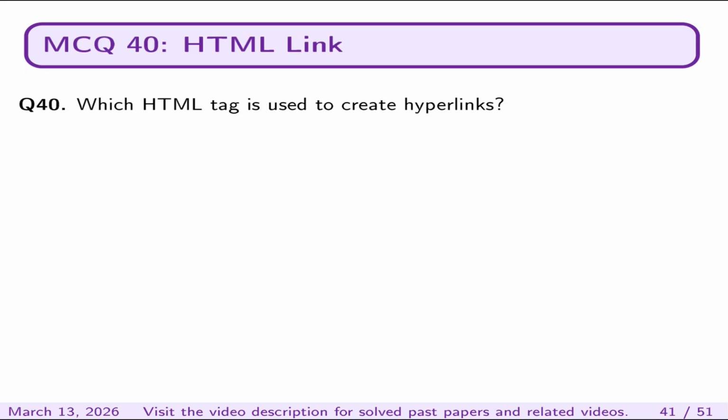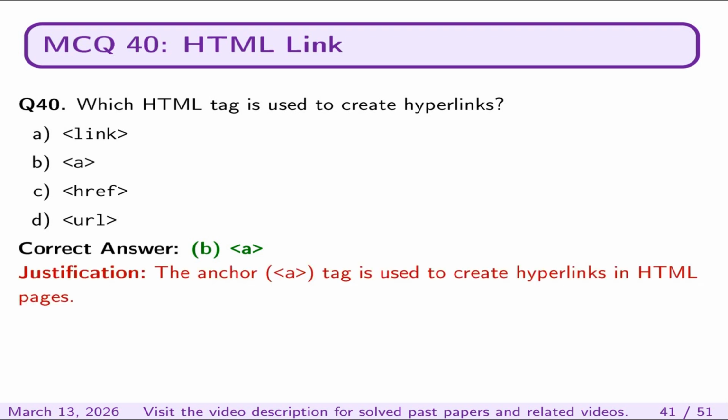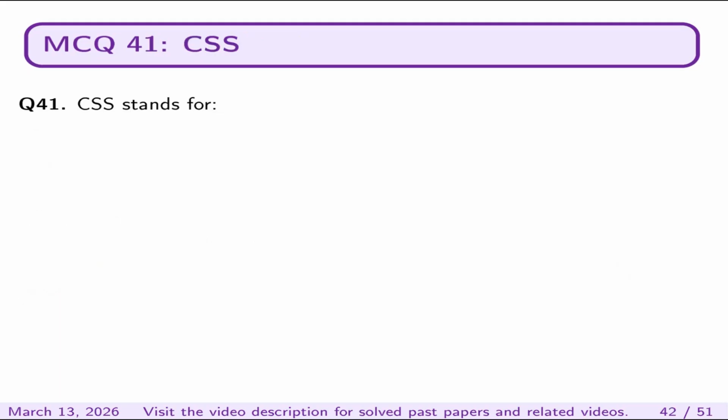Which HTML tag is used to create hyperlinks: link, tag a, href, URL tag? The correct option is tag a. Justification: the anchor tag is used to create hyperlinks in HTML pages.